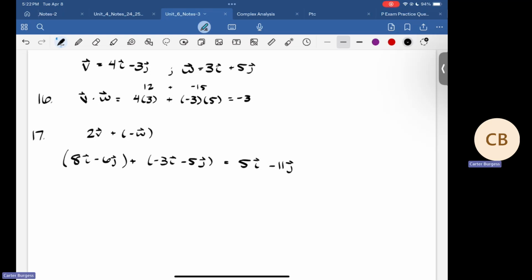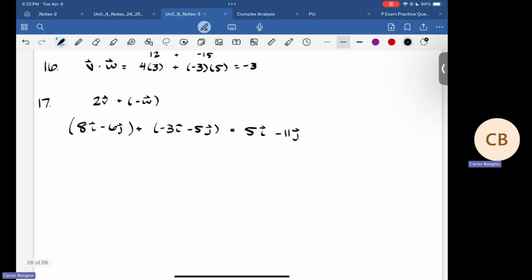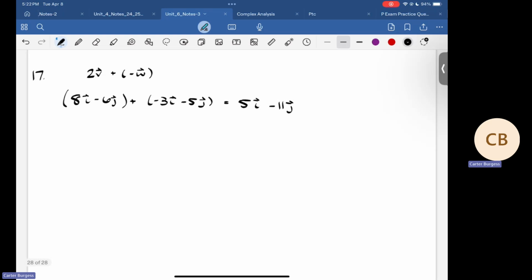Now, we weren't asked to find this vector. We were asked to find the magnitude and direction of this vector. We should think of this as our x component, this as our y component, and the process is exactly the same thing that we've done up until this point. My magnitude, which is my r value, is the square root of 5 squared plus negative 11 squared, which is going to be the square root of 136.